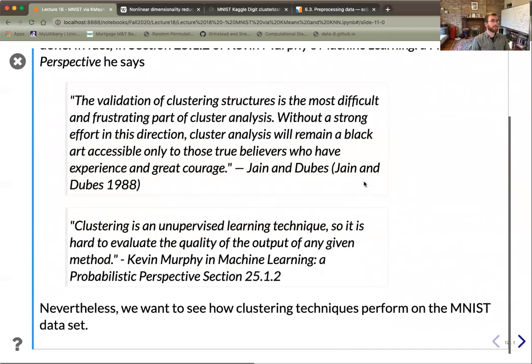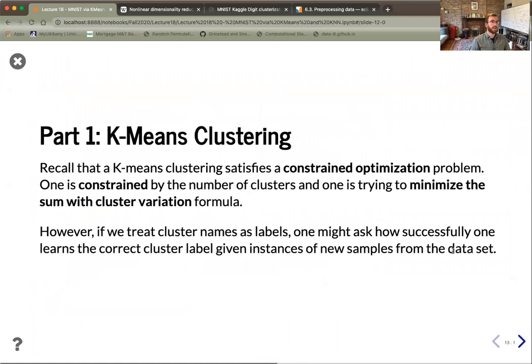the perhaps simpler way to say it is that clustering is an unsupervised learning technique, so it is hard to evaluate the quality of the output of any given method. But again, there's a lot of good reason to think we should try to do this, and this is an area of active research. We're trying to figure out how good is our clustering schema, and we're doing this when we're not given or considering the labels. So let's see how this works out in K-means.